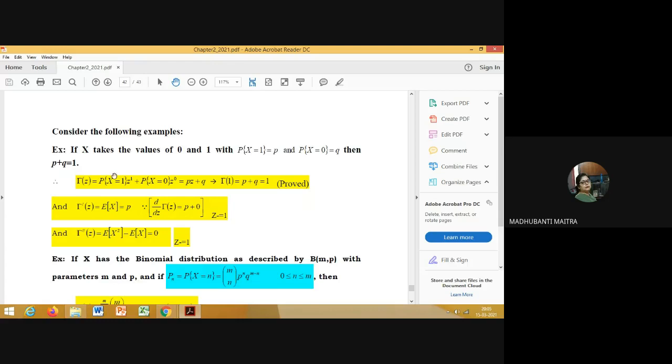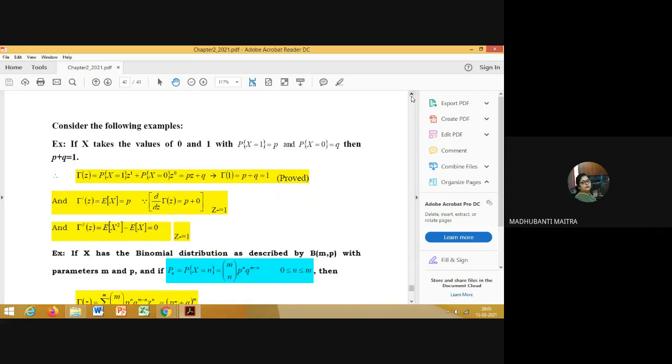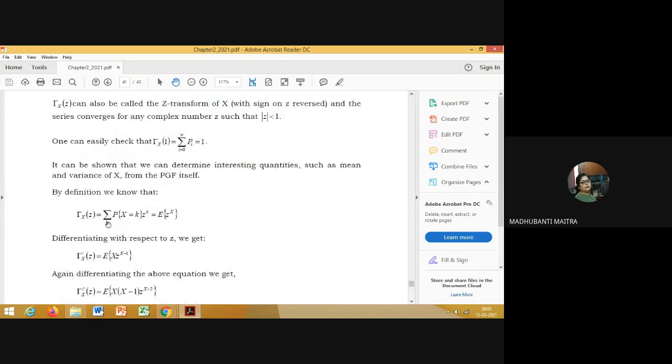Yes, ma'am. So now let's form the probability generating function, that is tau z. Here I have dropped the suffix, which is x, for notational convenience. So tau z is equal to probability x is equal to 1 into z to the power 1 plus probability x is equal to 0, z to the power 0. This is the form.